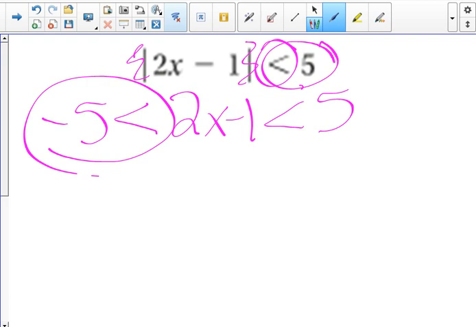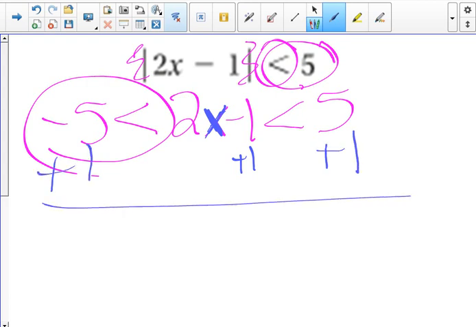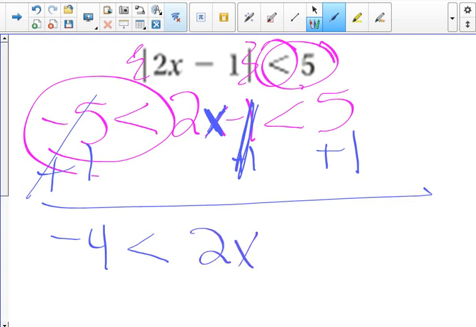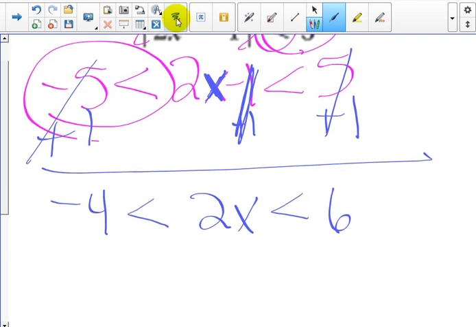So this is from Algebra 1. You're going to have to isolate this x in the center of the inequality here. So start with the furthest thing. So I'm going to add 1. If I add 1 there, I must add 1 to this side, and I must add 1 to this side. So these go away. And now, negative 5 plus 1 is negative 4, less than 2x, less than 5 plus 1, which is 6. And I'm still not finished.